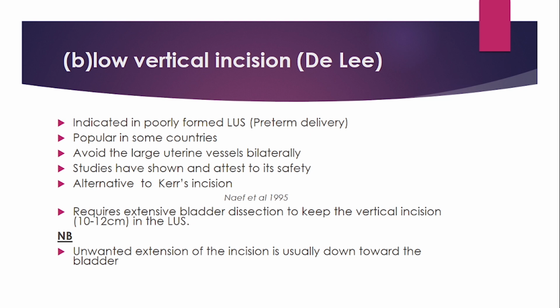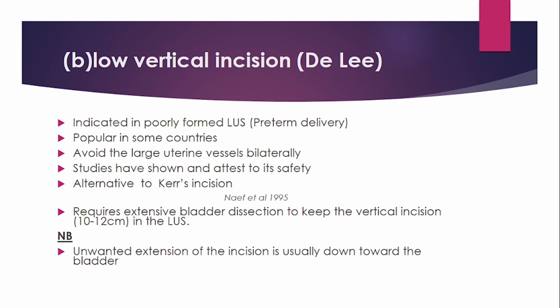Then the low vertical incision, that's the De Lee incision, is indicated when you have a poorly formed lower uterine segment in preterm delivery. It's very popular in some countries. And of course, one advantage is that you avoid uterine vessels bilaterally. And studies have shown that it's actually safe. And it's a very good alternative to Kerr's incision.